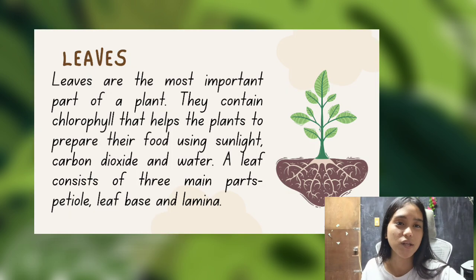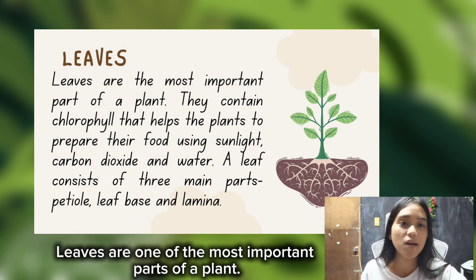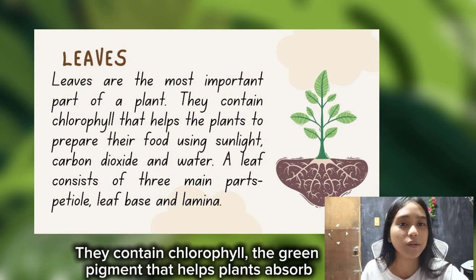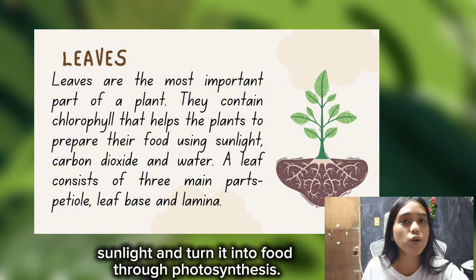What are leaves? Leaves are one of the most important parts of a plant. They contain chlorophyll, the green pigment that helps plants absorb sunlight and turn it into food through photosynthesis.